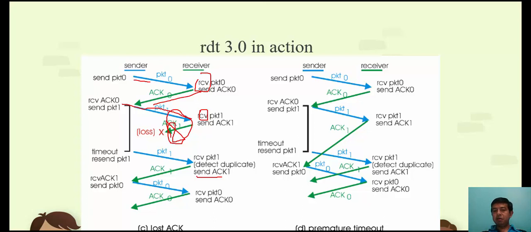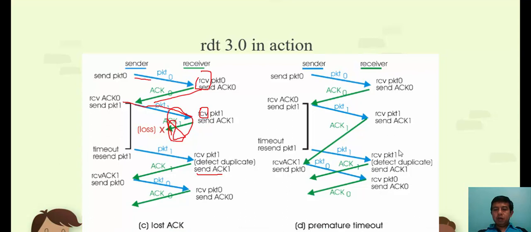And then if there is a premature timeout. What is premature timeout? Premature timeout is when there is a delay in receiving of a packet. So let's see. The sender sends packet 0. The receiver receives packet 0. It has received correctly, so it sends an acknowledgement. It sends the next packet 1.